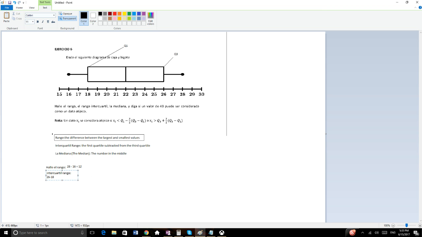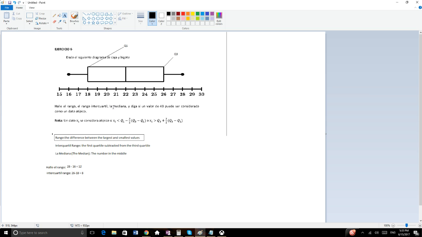26 minus 18, which is a value of 8, equals 8. Perfect. Okay. Now the median, it's the same thing. I'm not going to go into the definition of the median right now, but this middle line right here on a graph like this is always going to be your median.